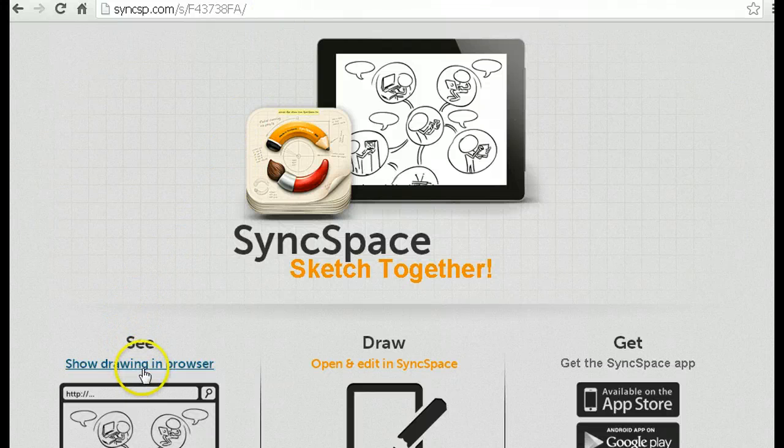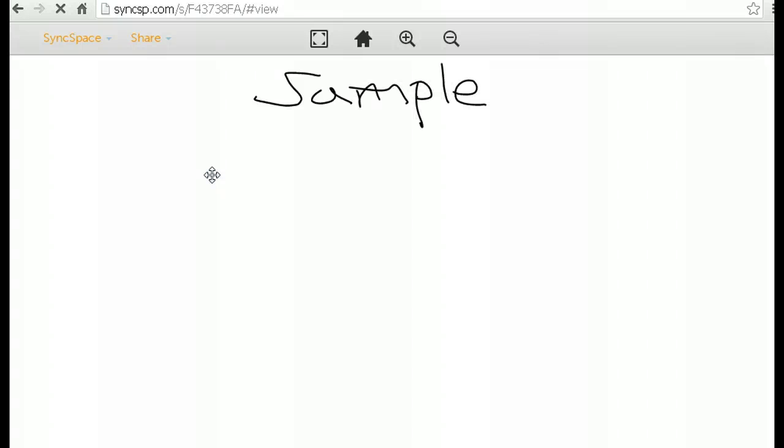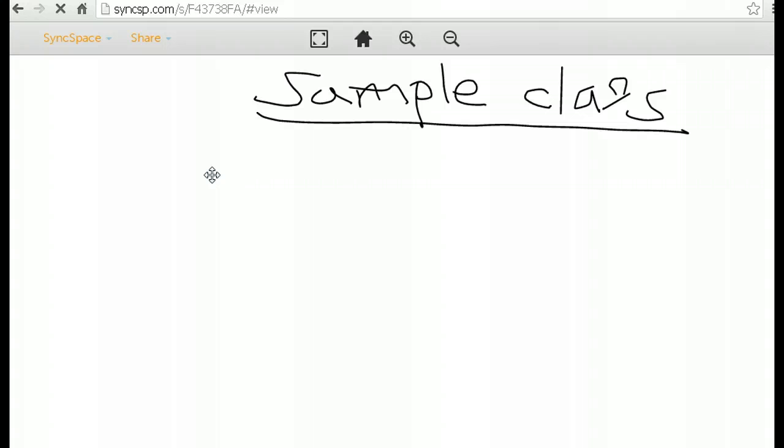So go to show the drawing in the browser. And then now I'm going to start writing, and as I start writing, it's going to show up on the screen. So let's see, this is going to be initiation of sample. So let's say I'm going to write something like sample class. I'm writing on my whiteboard, and it's going to be reflected on the screen like this. Okay, let's start with one of the possible examples.